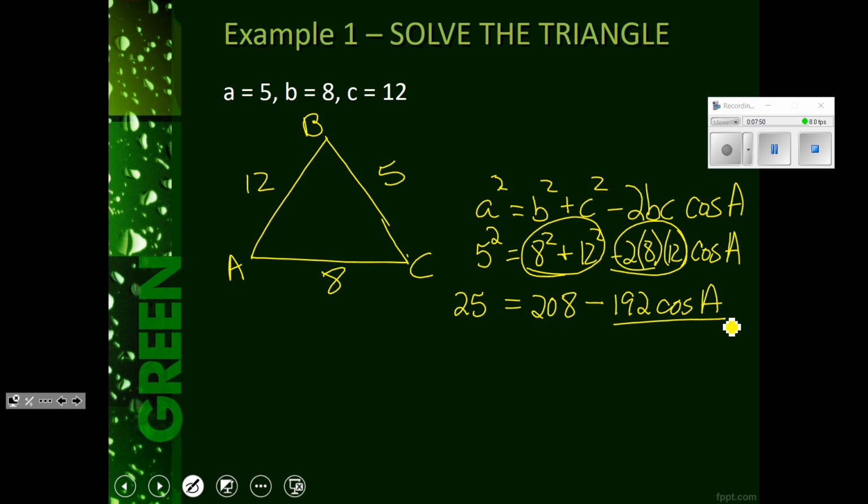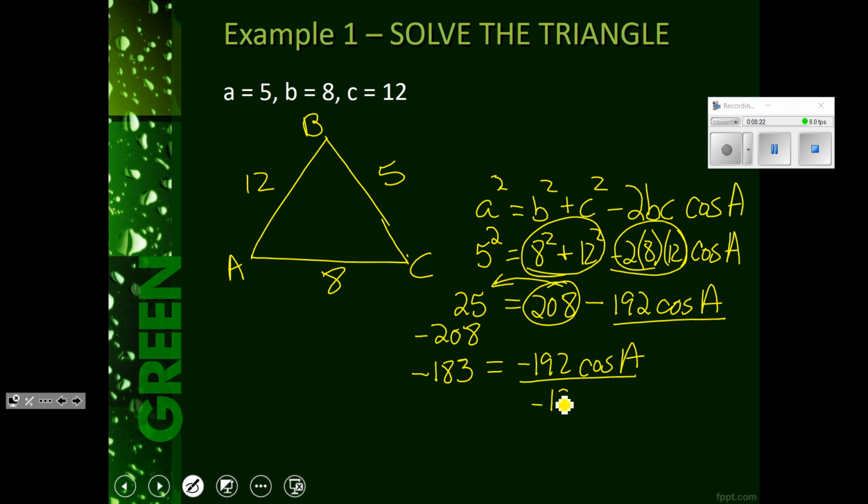So this is why I said you're going to have to be able to solve this piece by piece. So what do I need to move? I'm going to move the 208 over, and I'm going to subtract 208. So what's 25 minus 208? Negative 183. Okay. Equals negative 192 cosine of A. So how do I get rid of the negative 192? We're going to divide by negative 192 on both sides. Okay, and we're going to get a decimal.